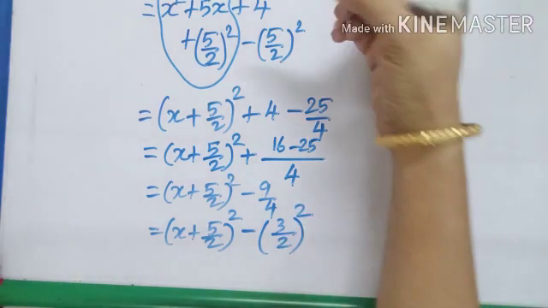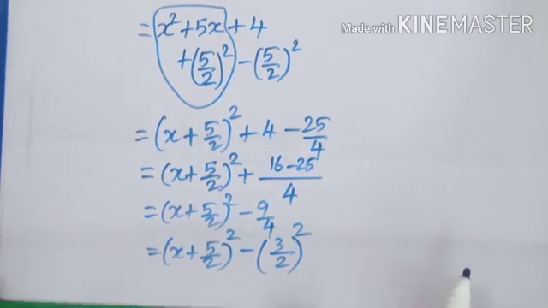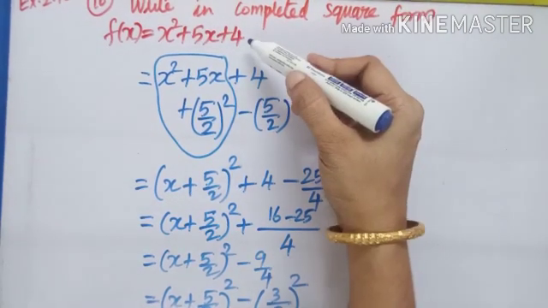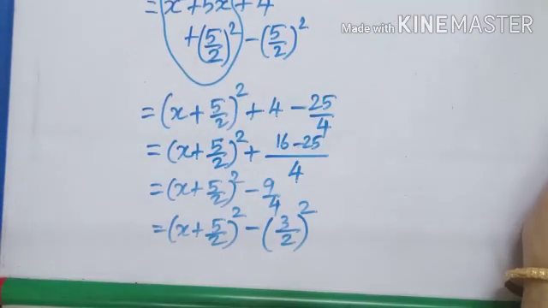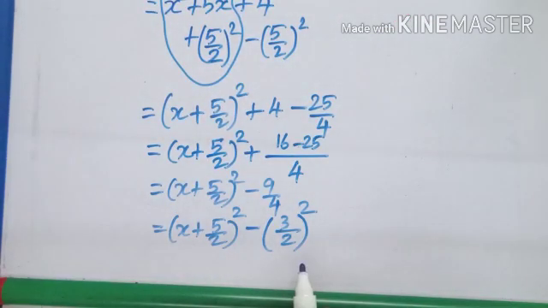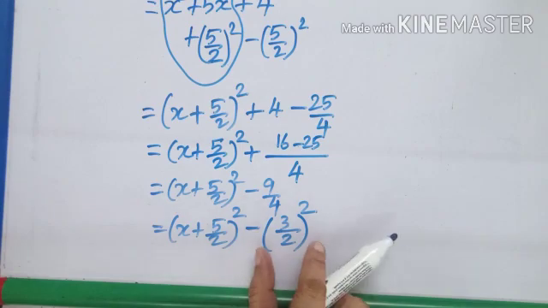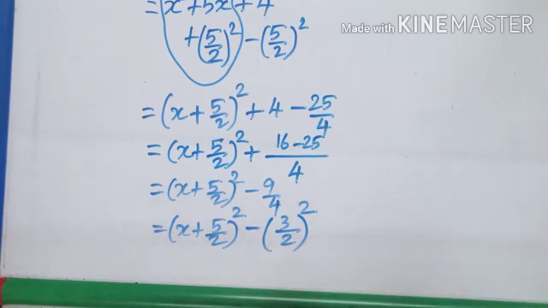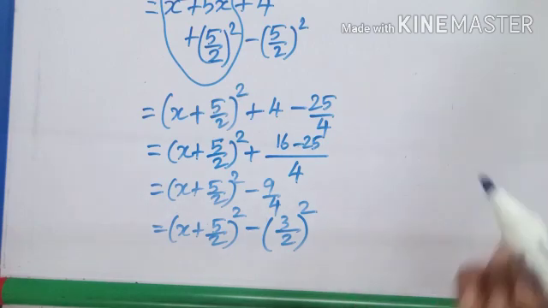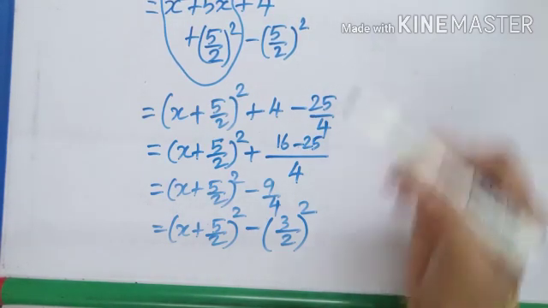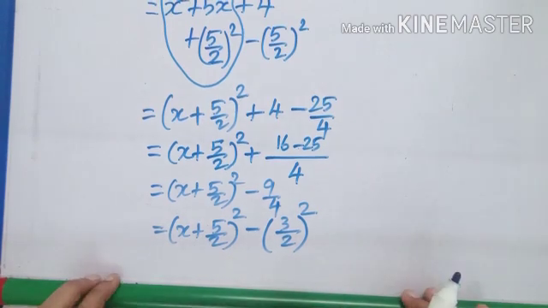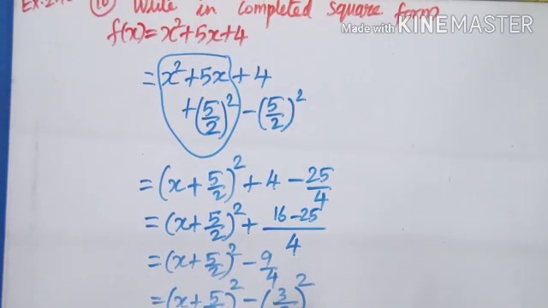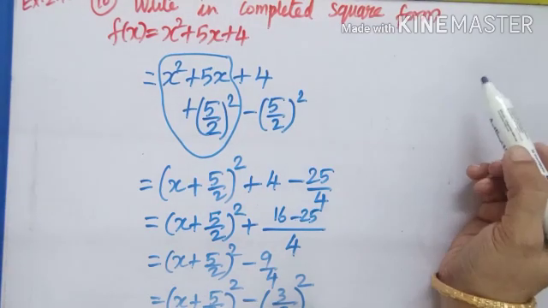So, the given expression x square plus 5x plus 4, I am able to write as a difference of two squares. Square of something minus square. Either minus or plus will come in the other problems. So, it's a technique of expressing a given quadratic function as sum of the squares or difference of the squares. And this model we call completed square form.